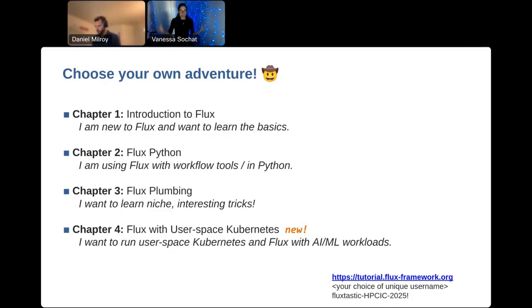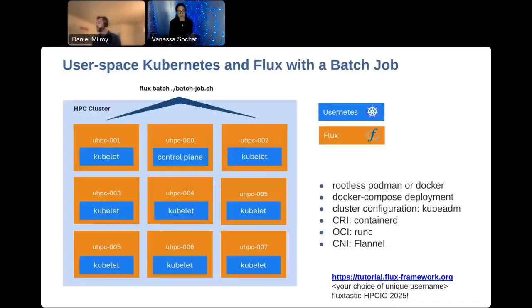Chapter 4 is the new chapter. This is Flux with user space Kubernetes. And this is super cool. We'll have you start running LAMMPS on the bare metal, or basically on the virtual machine instance. Then you're going to run it in user space Kubernetes with the Flux operator. Then we have the Kubeflow trainer, so some AI/ML training. And then we finish up with a cool interactive simulation that uses both at the same time.